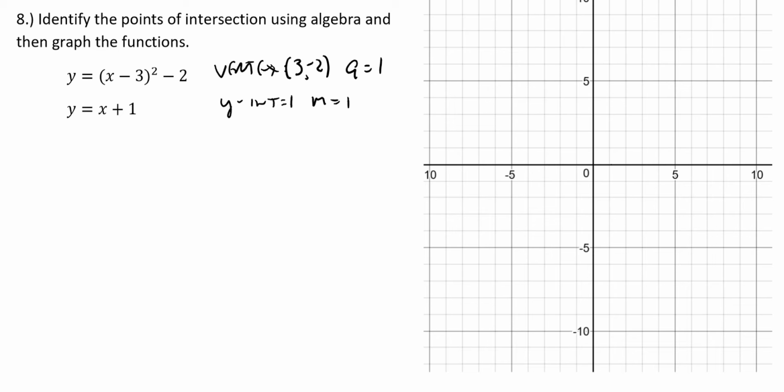Okay, so now I go over 3, down 2, and then since the a value is 1, I go over 1, up 1, over 2, up 4. And then over 3, we would go up 9. And then over here we would go over 1, up 1, over 2, up 4, and then over 3, up 9. So there is my quadratic.